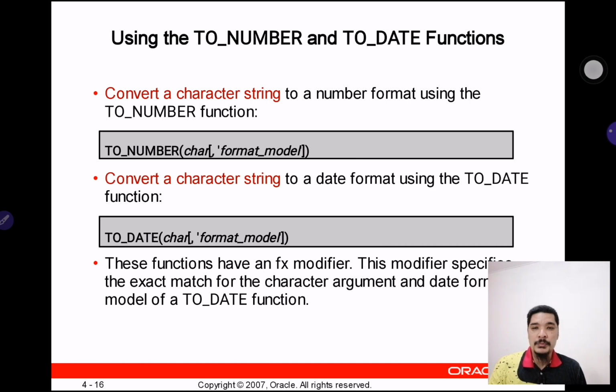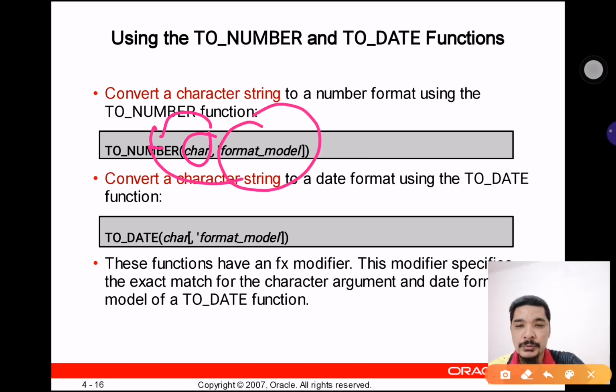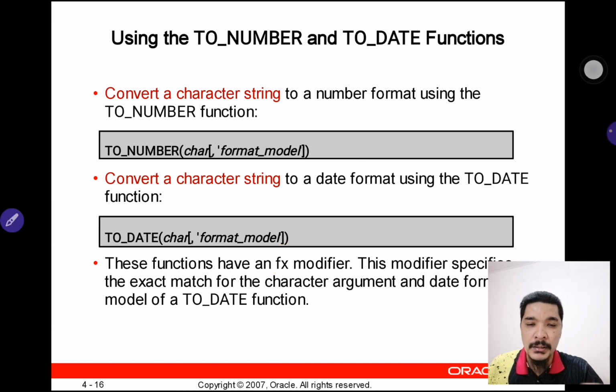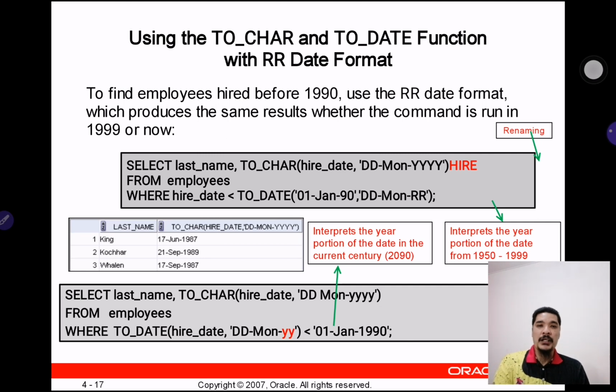The next one, we are going to change a character into a number, using this format model. The same goes for this one: we want to change a character to a date using this format. We have an fx modifier here, and we'll explain later what this is. The next example is using the to-char and to-date functions with the RR format. This is what we call the RR format. I already explained what the RR format is, so please be careful.